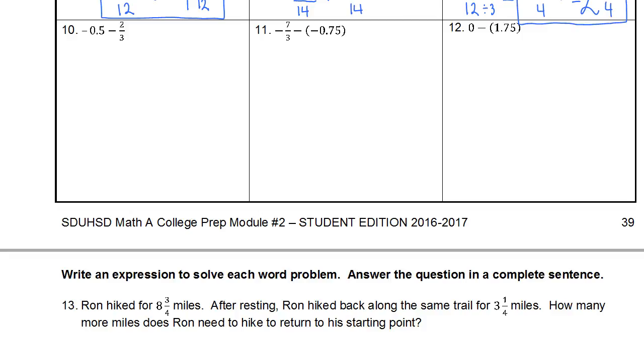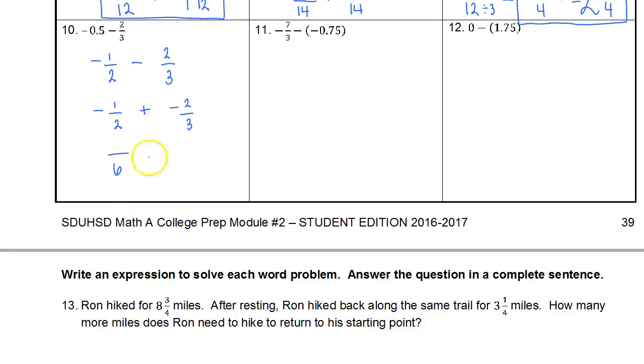So that means the negative 0.5 will have to be written in fraction form as well. So we should all know that negative 0.5 is negative 1/2. So negative 1/2 minus 2/3, we should rewrite as addition of the opposite. So I'm going to change this to negative 1/2 plus negative 2/3. And then like we were doing before, we have to find a common denominator so that we can simplify.